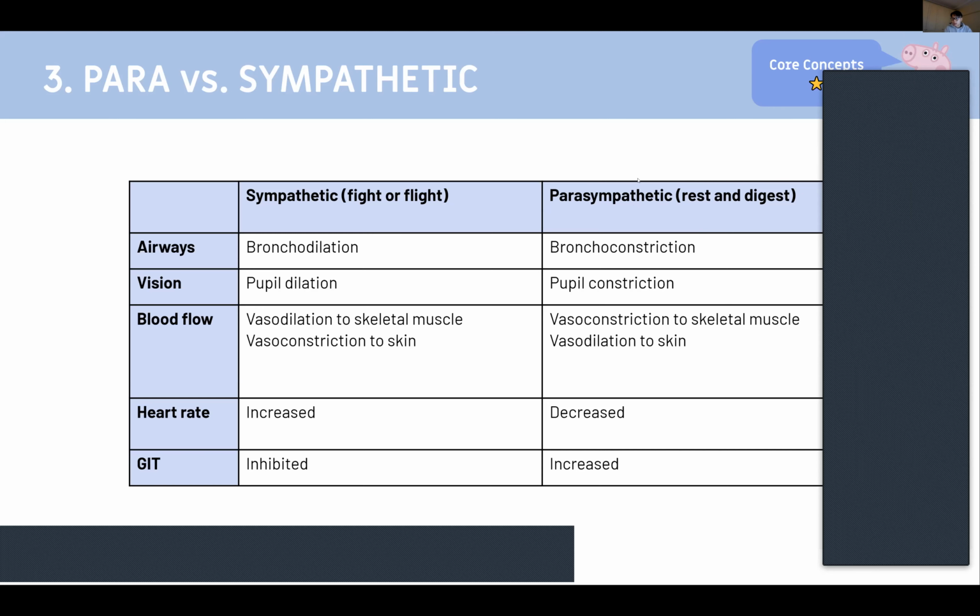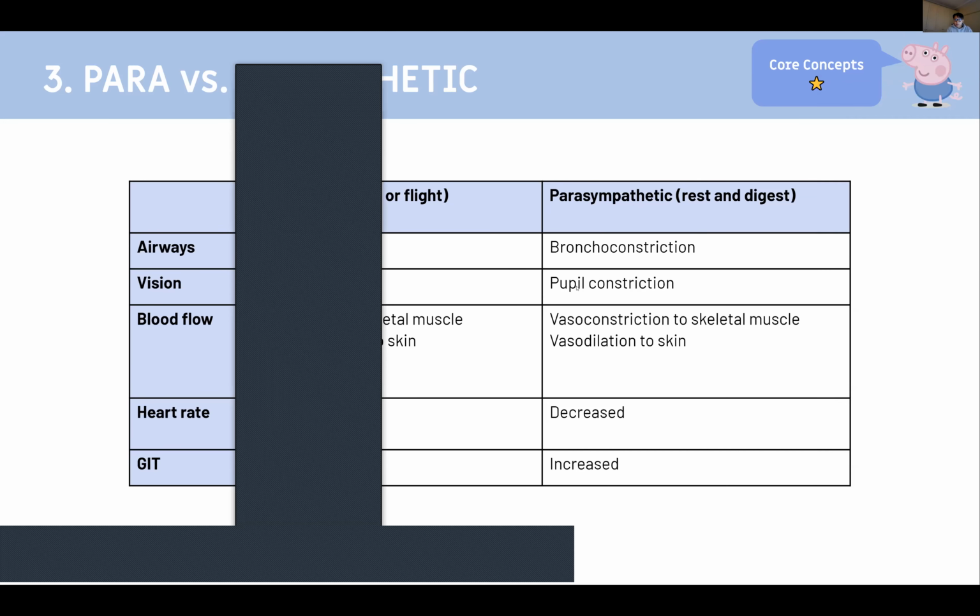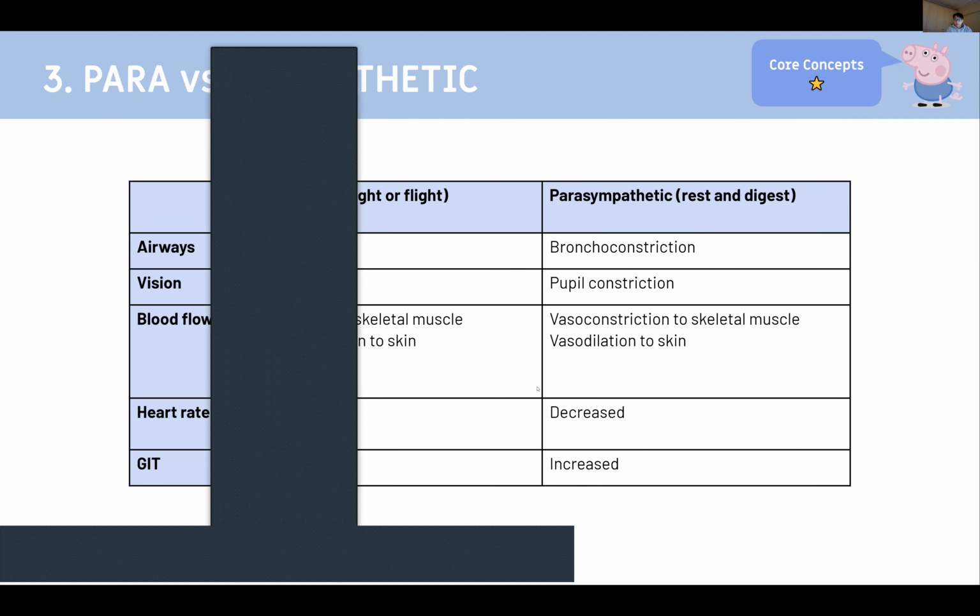And on the opposite side of the coin, we have parasympathetic, and this is our rest and digest. So we have bronchoconstriction, pupil constriction, vasoconstriction, and our heart rate is decreased to conserve energy. And this is where more digestion happens, because we have time to send our blood flow to help digest food.